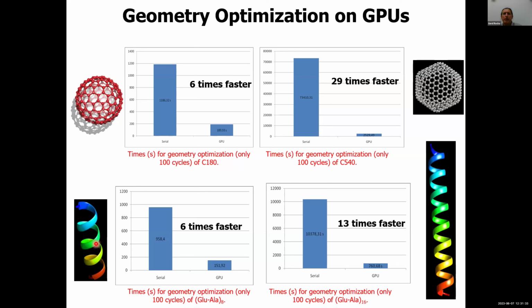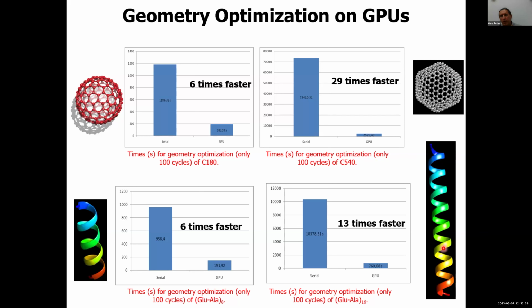And we continued our modifications on the MOPAC code, changing other parts of MOPAC where we found linear algebra operations. We are able to change to use the libraries for GPUs, okay? And for geometry optimization, we got a speedup of 29 times faster and 13 times faster. This is for something like fullerene, and this is a linear protein, okay?